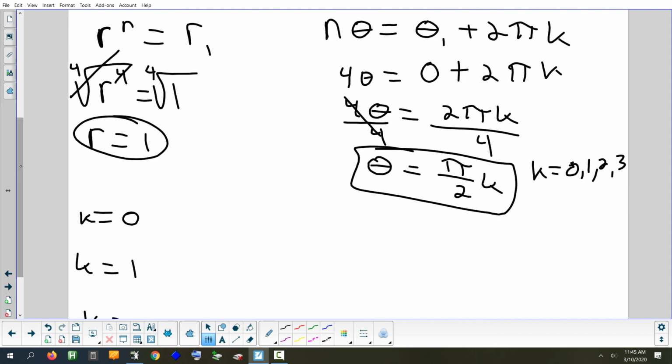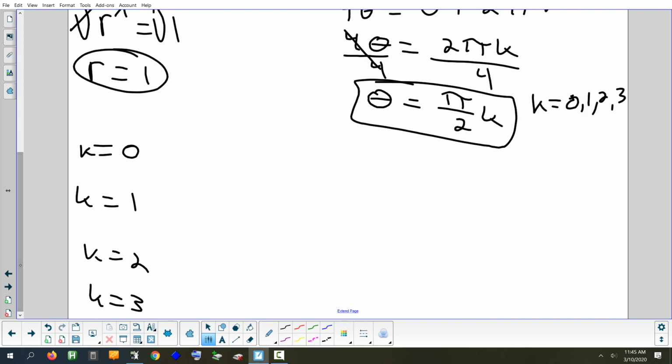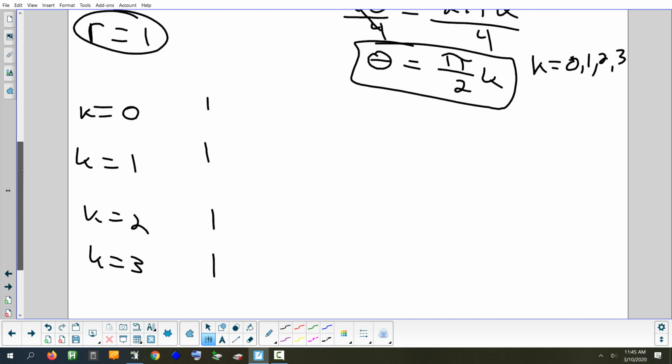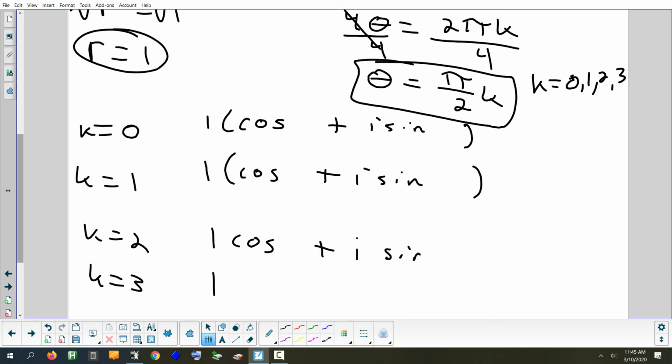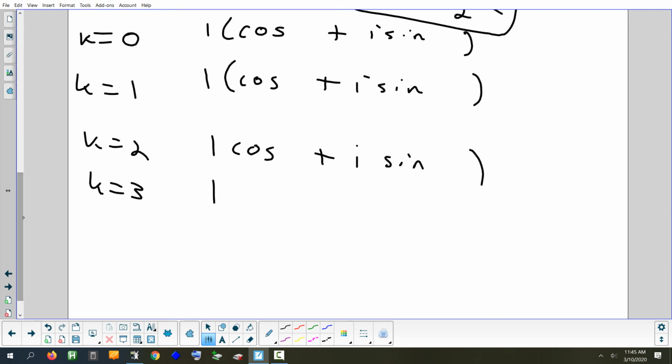The radius is 1 in every one of these answers. 1, 1, 1, 1. And then what you want to do is cosine theta, i sine theta. Leave some room. Cosine theta, i sine theta, for each of the four answers.